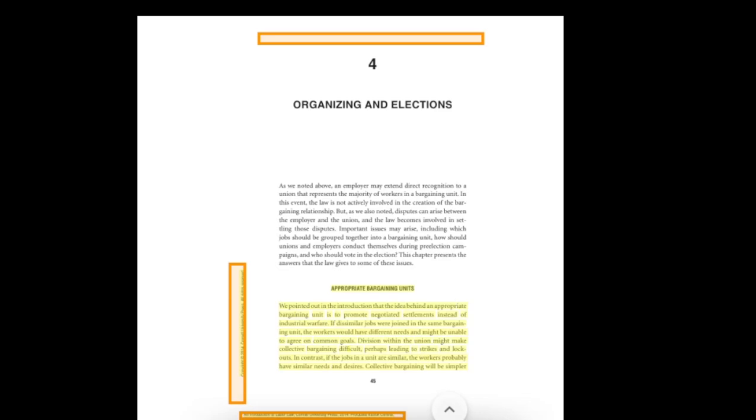Appropriate bargaining units. We pointed out in the introduction that the idea behind an appropriate bargaining unit is to promote negotiated settlements instead of industrial warfare. If dissimilar jobs were joined in the same bargaining unit, the workers would have different needs and might be unable to agree on common goals. Division within the union might make collective bargaining difficult, perhaps leading to strikes and lockouts. In contrast, if the jobs in a unit are similar, the workers probably have similar needs and desires. Collective bargaining will be simpler, because the range of issues will be limited, and negotiated settlements become more likely.